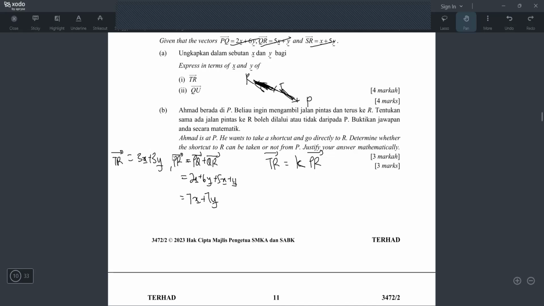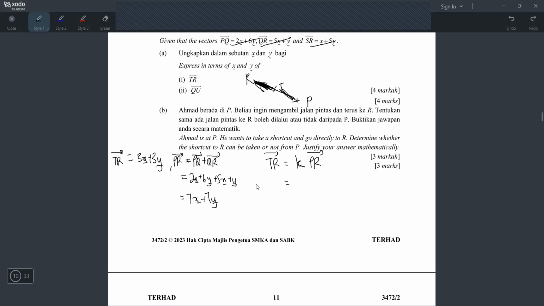So what if I never find PR? What if I do it the other way? I find vector TR, and for the other vector, instead of finding PR, I find PT. Can also. It's just that the k will come out with a different answer. But we still can prove that they are collinear, they are parallel, right? It's just that your k answer will be different, that's all. But the answer will still be correct. Okay, hope you understand what I'm trying to tell you here. So now we can continue.